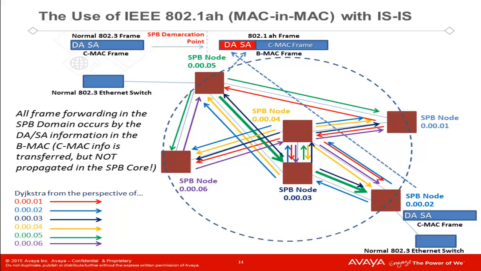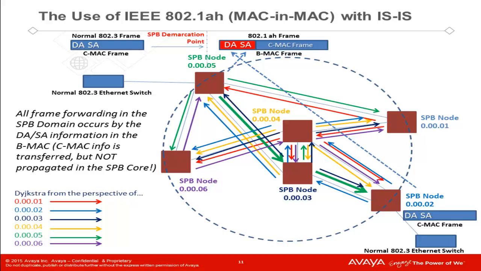802.1ah works in conjunction as follows. As the 802.3 frame is ingested into the SPB network, it is encapsulated into an 802.1ah frame. The destination and source BMAC addresses of the SPB nodes are used as the universal delivery labels. The original 802.3 frame is carried along, totally intact, as payload. This is termed the CMAC, or client frame.